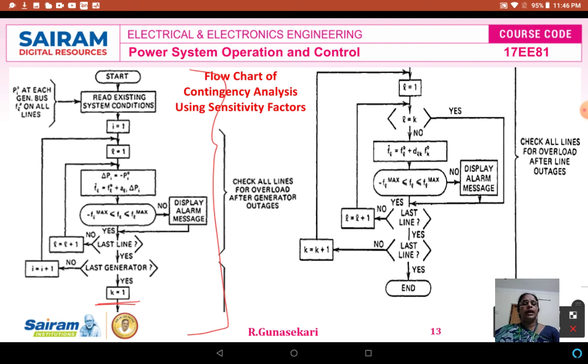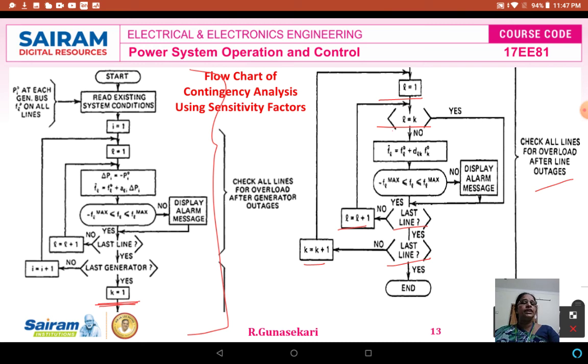Then line outage distribution factors. Now you see K = 1. K also represents a line, and then L = 1. Now L = K? If so, check whether this is the last line. Again you check whether this is the last line. L is the monitoring line, and K is the line that is out after the outage.